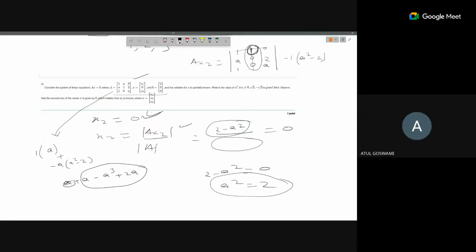Actually, we should go by this method because we used Cramer's rule here, because the value that satisfies this system for the x2 variable is already known. According to Cramer's rule, it is equivalent to this, so this has to be 0. This is the determinant, 2 minus a square, which has to be 0, then a square should be 2.